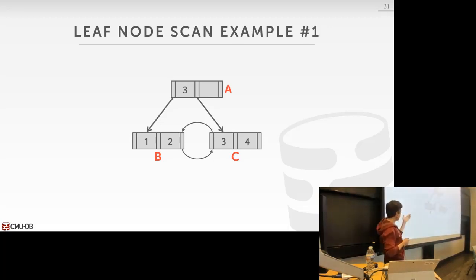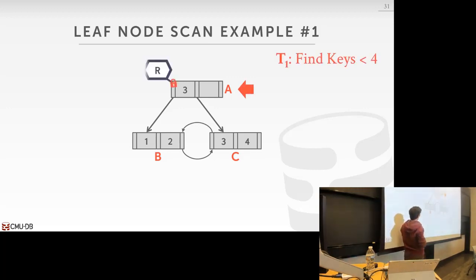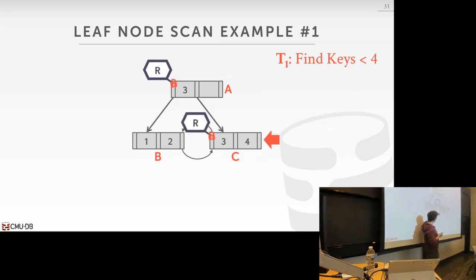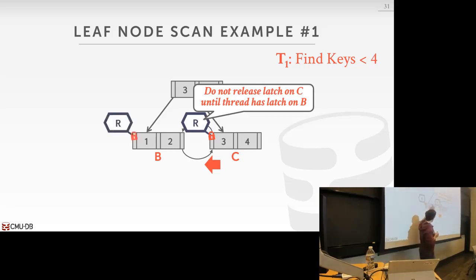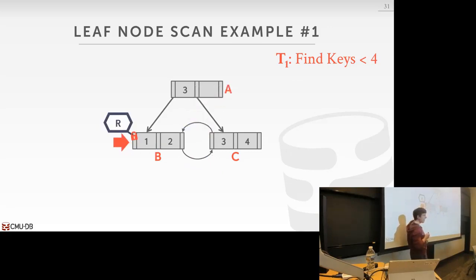So let's say I have this really simple tree like this, and thread one wants to find all keys less than four. So we take a read latch on the root, come down here, and after we get the read latch on C, we can release the read latch on A. Now we want to start scanning across. Say we read all the keys in this node, but now we recognize that we have to keep going over here. Just like before in the case of crabbing, when we want to go horizontally, we don't release the latch that we hold until we acquire the latch that we want. So in order to get the latch on B, I hold the latch on C. Once I acquire it, then I can swing around and release the latch on C.